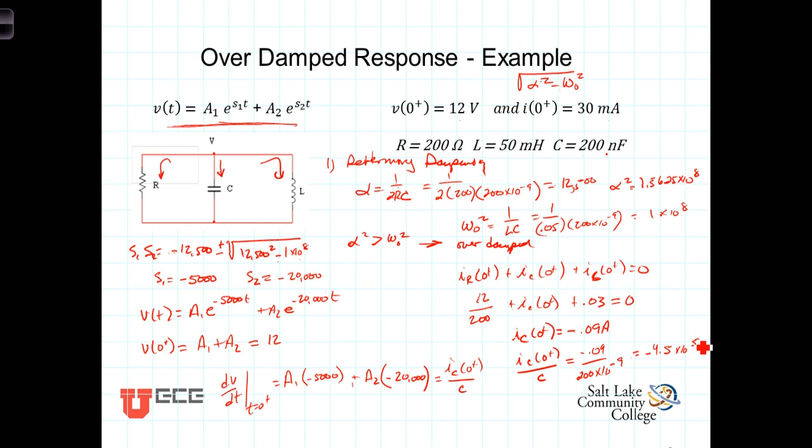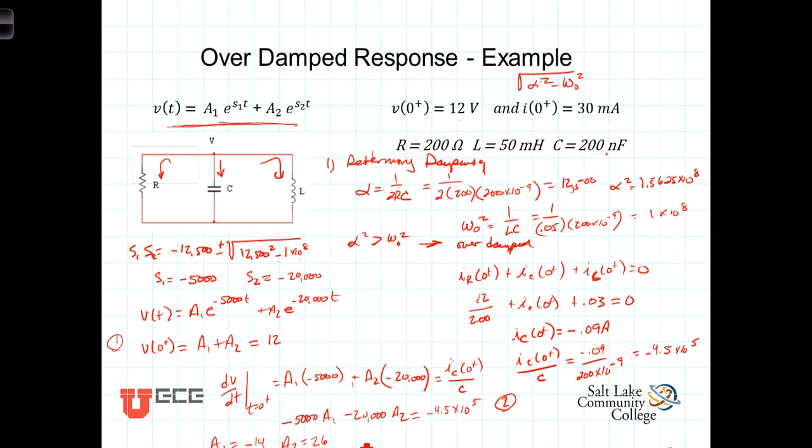So we've got one equation right here, A1 plus A2 equals 12, and our second equation, let's just write it right here: negative 5,000 A1 minus 20,000 A2 is equal to I sub c of 0 plus divided by c, which we found to be negative 4.5 times 10 to the 5th. So there's our second equation. Solving those two equations for A1 and A2, we get that A1 is equal to negative 14. A2, it turns out, is equal to a positive 26.